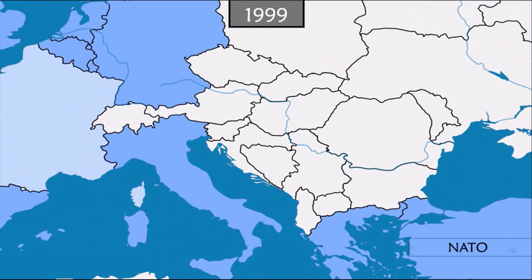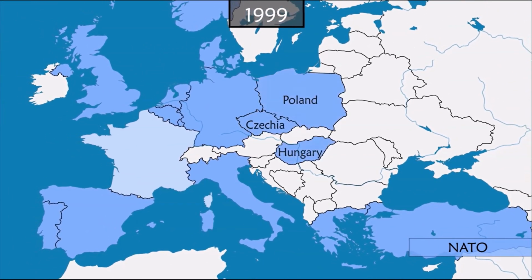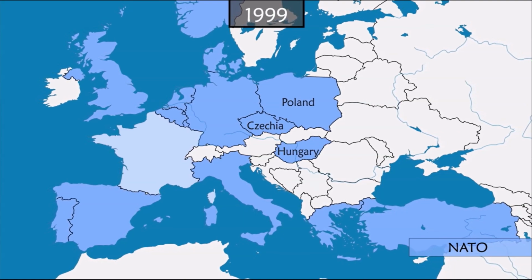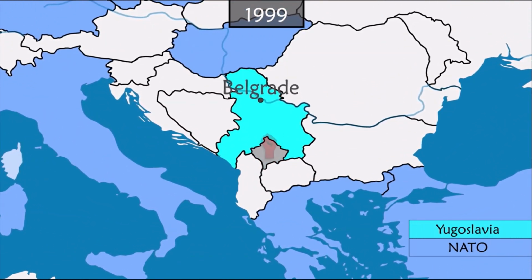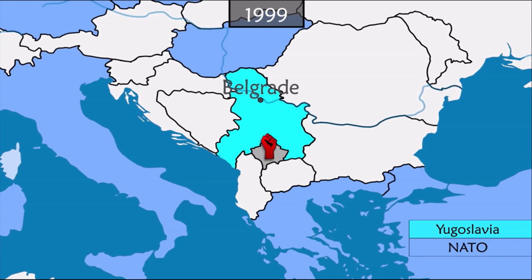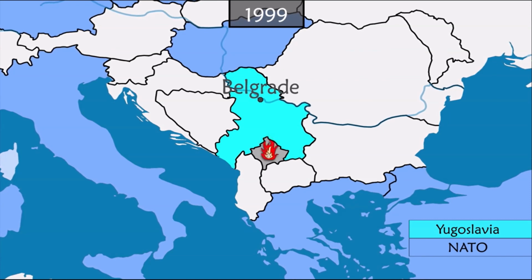After years of meetings and talks, Poland, the Czech Republic, and Hungary join NATO on March 12, 1999. In Yugoslavia, Kosovo, which is mainly populated by Albanians, also has independence claims. A local armed group attacks Yugoslav forces, and a civil war breaks out.